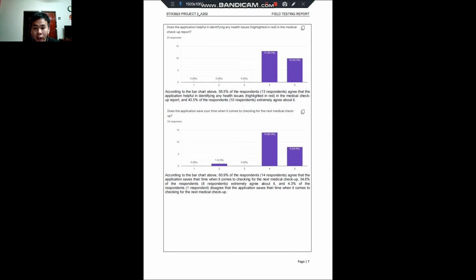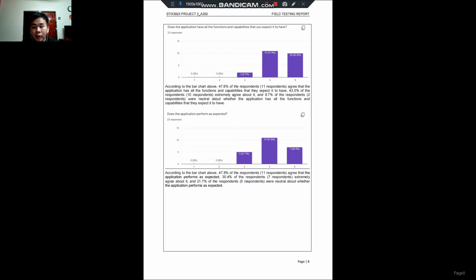And then for the question, does the application save your time when it comes to checking for the next medical checkup? 14 respondents agree, 8 respondents extremely agree, and 1 respondent disagree. And then for the question, does the application have all the function and capability that you expect to have? 11 respondents agree, 10 respondents extremely agree, 2 respondents neutral about it.